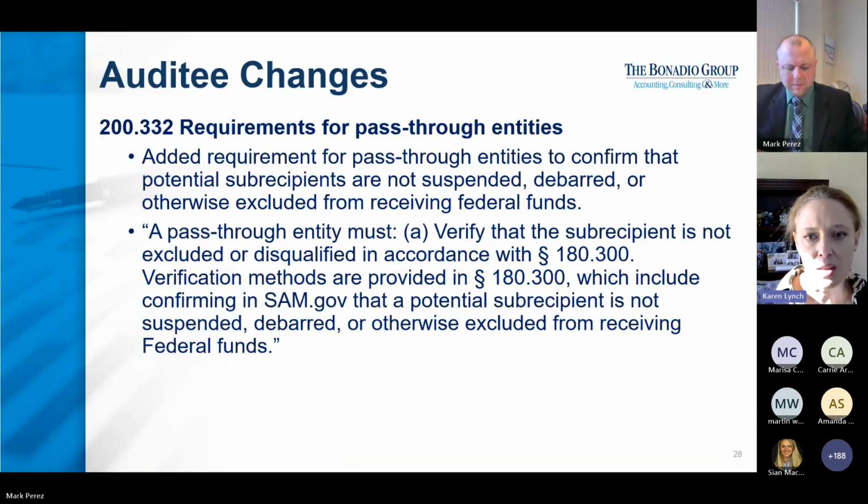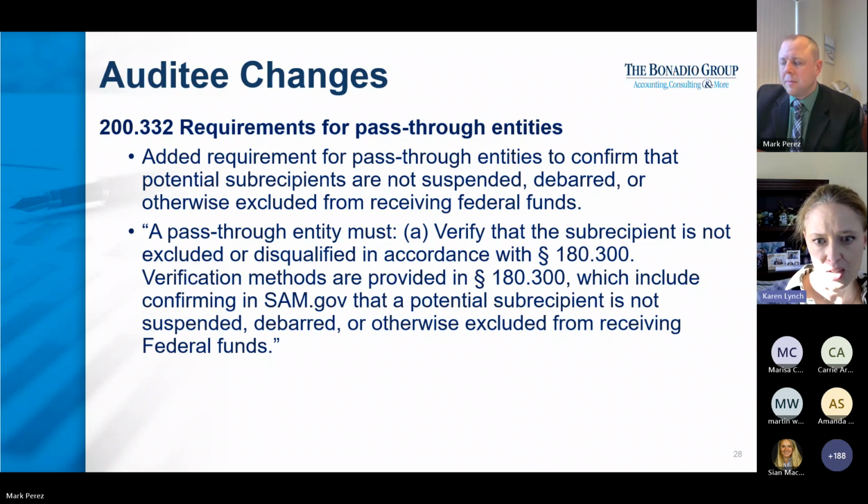So again, the other responsibility, and this would be the same regardless of whether they are a contractor or determined to be a subrecipient, is the pass-through entity's requirement to ensure that that recipient, one way or the other, is not on sam.gov as an excluded entity, so that they haven't been suspended, debarred, or otherwise excluded from receiving federal funds. So this should be done for anybody who receives more than $25,000 of these federal grants. So whether it's a good or a service, that has not changed.